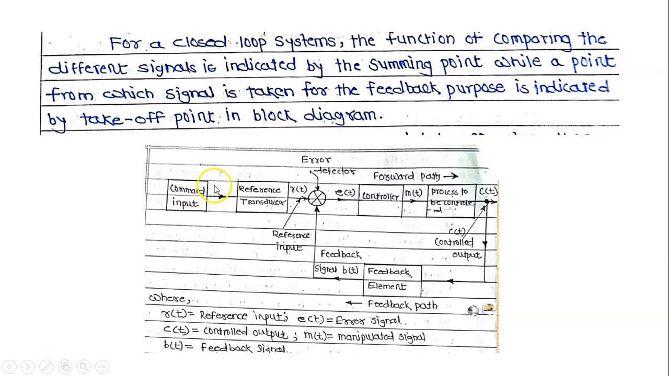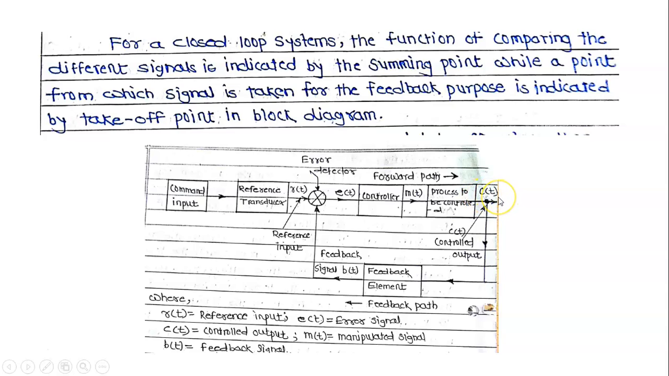First is the input signal, then this summing point, which is represented by a circle. That input signal is fed to the summing point. Again from the summing point another signal is there, that is the error signal. Error signal is nothing but the difference between input signal and feedback signal. Again that error signal is fed to the controller, then the controller operates the process to be controlled.